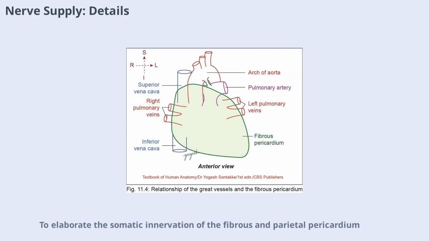To elaborate, the somatic innervation of the fibrous and parietal pericardium means that inflammation or injury here can cause sharp, localized pain. Meanwhile, the visceral pericardium's autonomic innervation means it does not transmit pain in the same way, making certain heart conditions more challenging to diagnose based solely on pain.